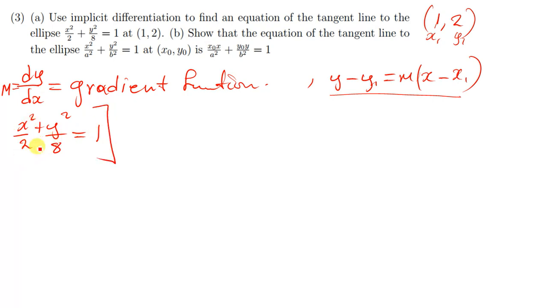If I multiply everything in this equation by 8, I'm going to say 8 times x squared over 2, I'll get 4x squared. Then we say plus, the 8 and 8 there will cancel, meaning I'll just remain with y squared, equal to 8 times 1. The answer here will simply be 8.